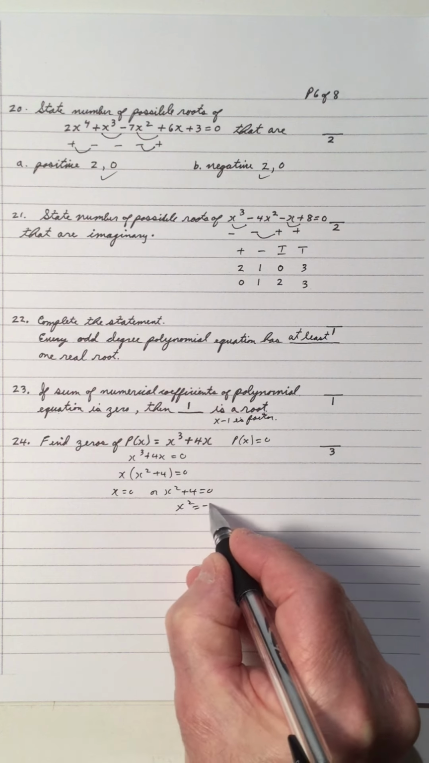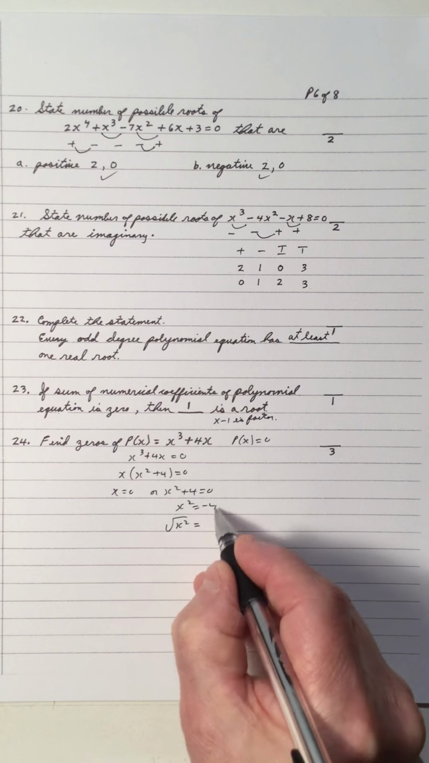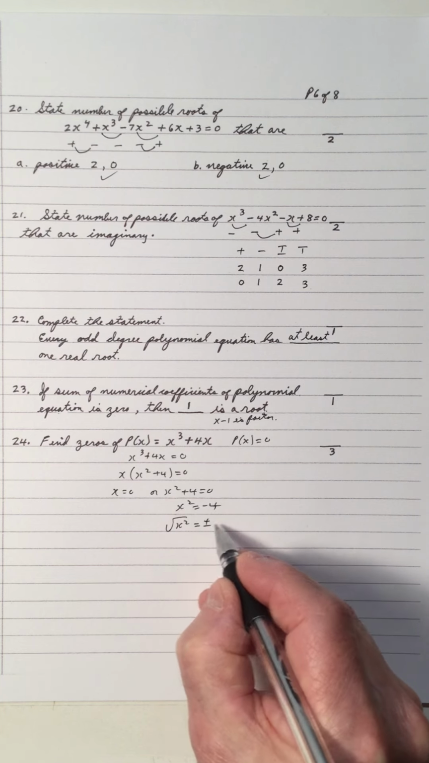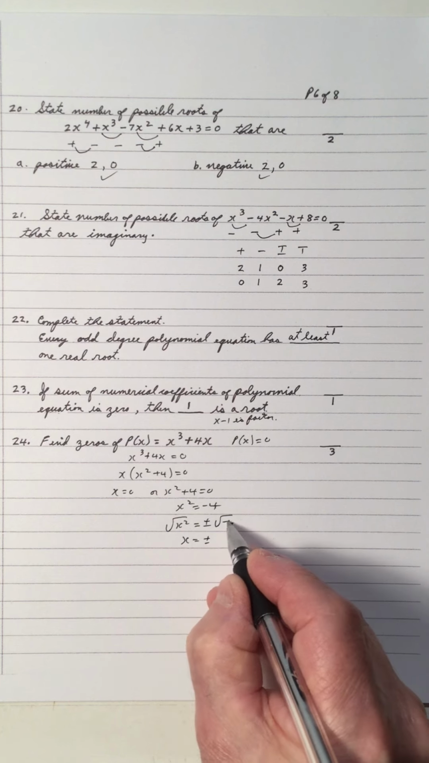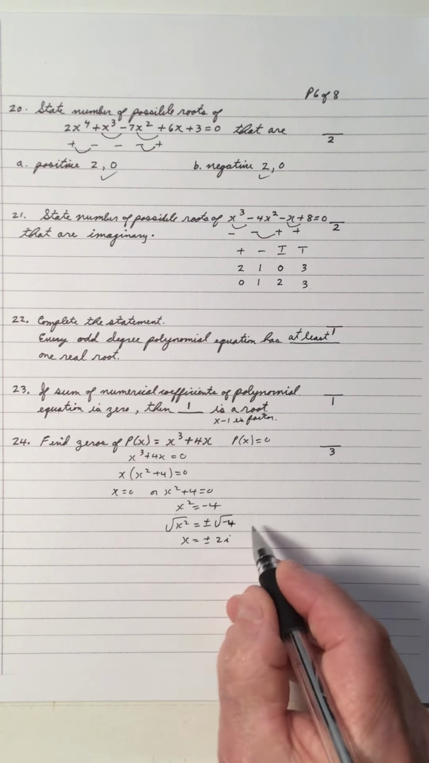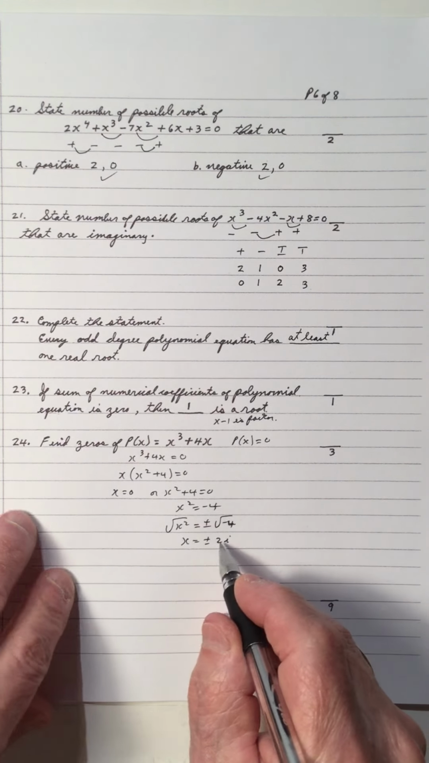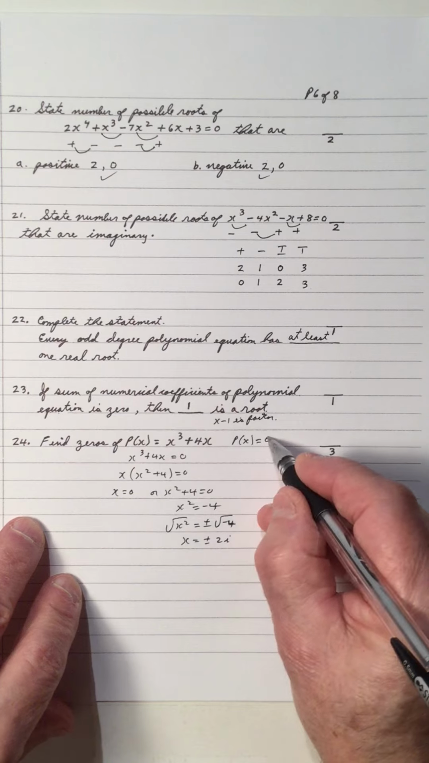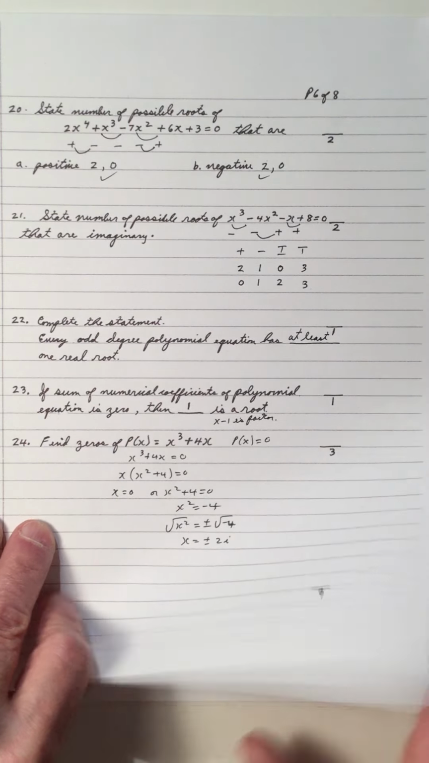X squared is negative 4. Square root of x squared is plus minus the square root of negative 4. So x is equal to plus minus. Square root of 4 is 2. Square root of a negative number is an i. So the roots are 0, 2i, and negative 2i. So if you have each of these, give yourself 3 marks. Total of 9 for that page.